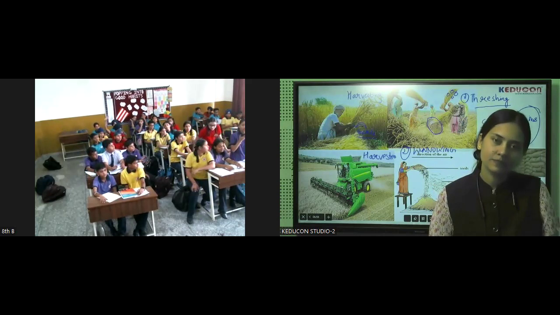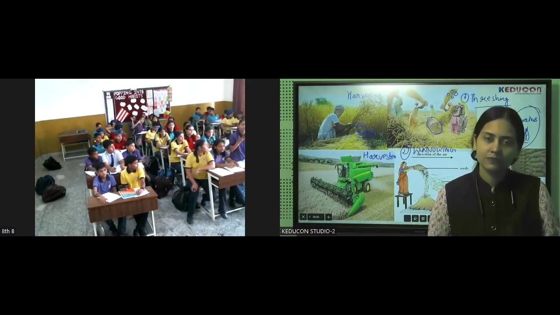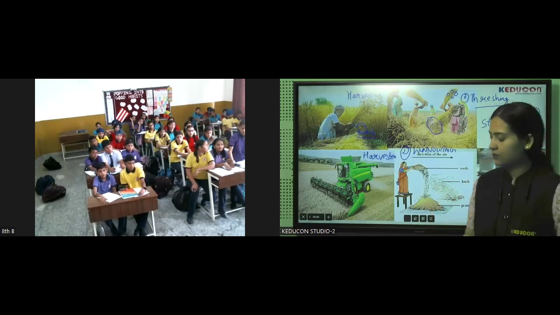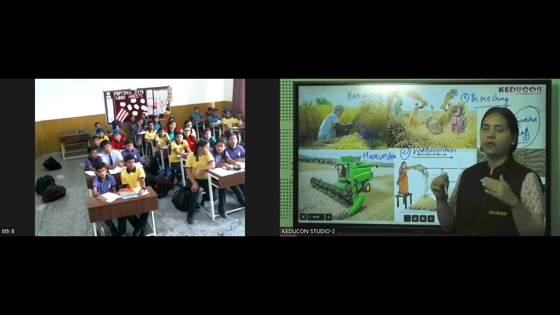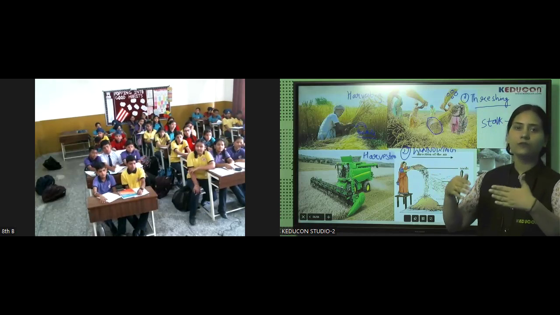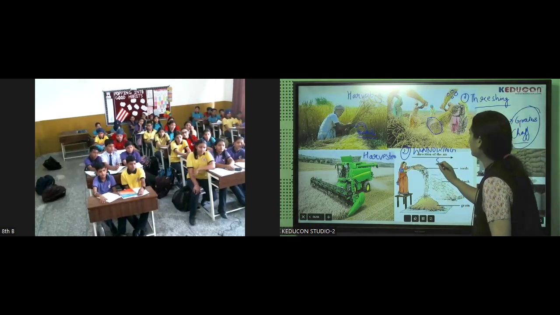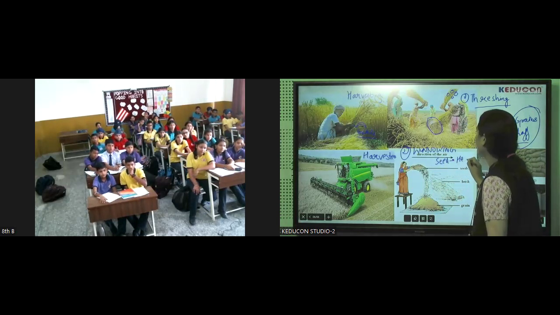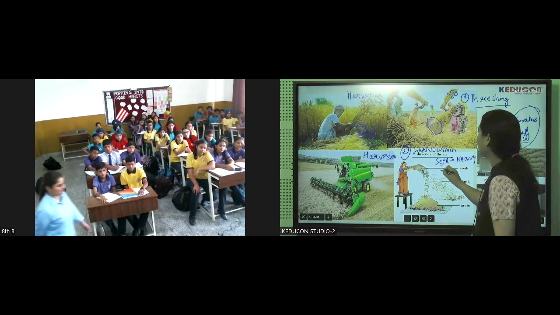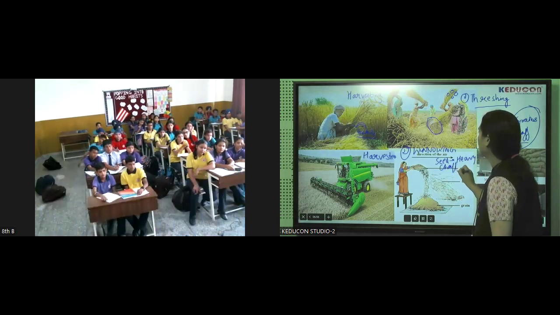The process of separating grains from chaff by the direction of the air is known as winnowing. Yes, that's good. So here you can see, it is against the direction of the wind. Now seeds or grains are heavier. But chaff is lighter.